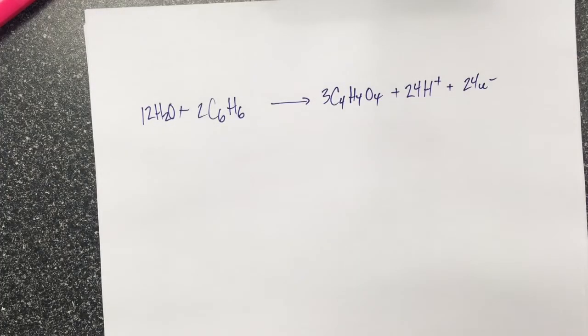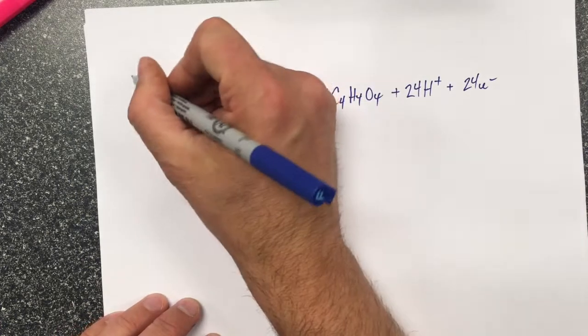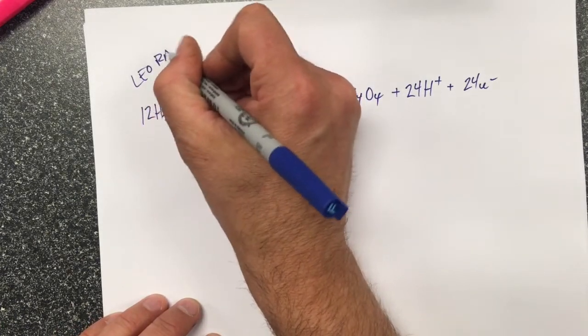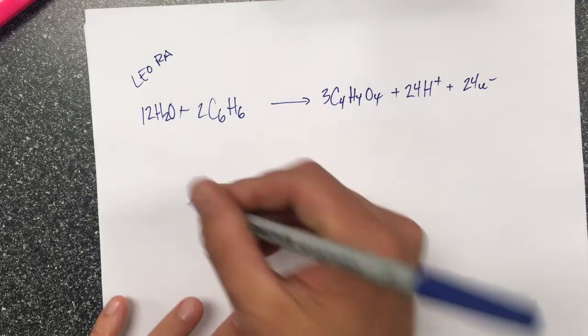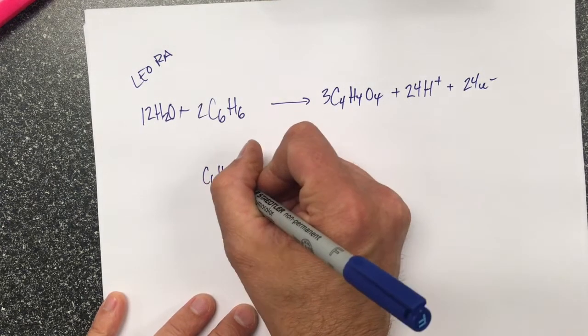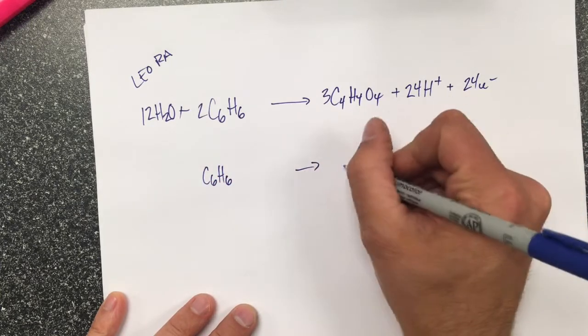It's a bit dumb looking. But because I see that there are electrons in the products, this is LEO RA, so I know that benzene is being oxidized. It is the reducing agent. So I said there are 2 ways I could figure out whether it's LEO or GER. I could also have done it using oxidation numbers.